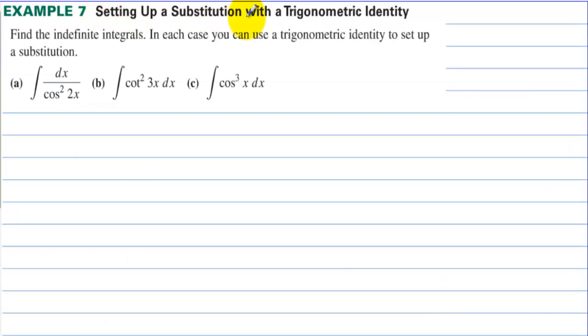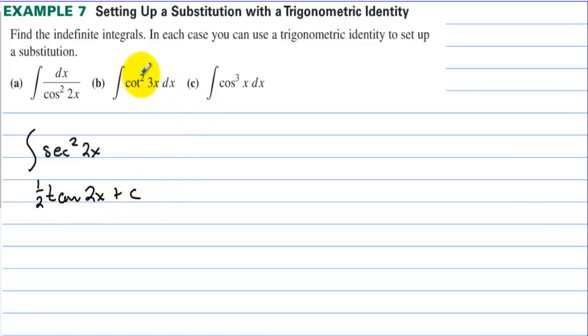Example 7, setting up a substitution with trig identity. Find the indefinite integrals. In each case, you can use a trig identity to set up a substitution. Let's look at the first one. We have 1 over cosine squared of 2x. Now that is the same as, let's see, the reciprocal of cosine is secant. So we have secant squared of 2x. Well, the antiderivative of secant squared is tangent of 2x, but if I took the derivative of this, I'd have times 2. So we need a 1/2 tangent of 2x plus c.